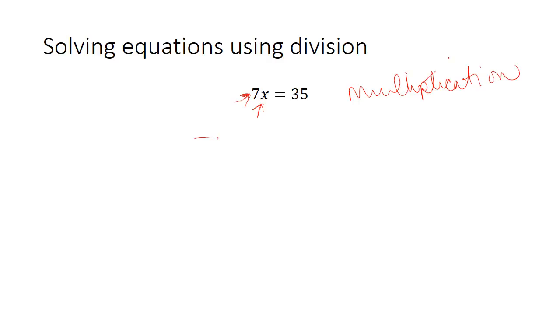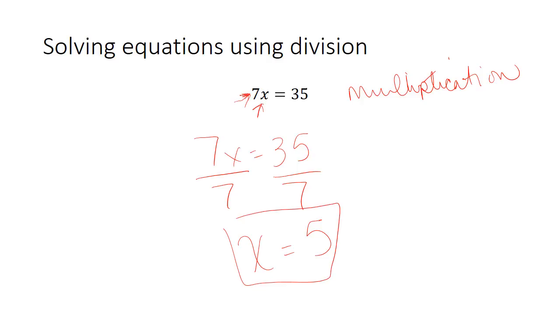So what we're going to do is take our 7x and divide by 7. Divide both sides by 7. That'll leave us an x on this side. 35 divided by 7 is 5. So our x is equal to 5.